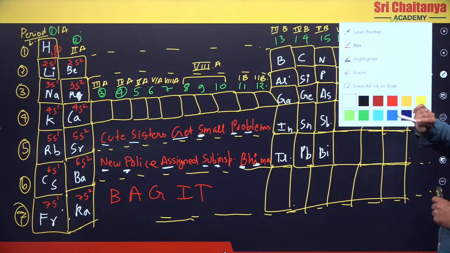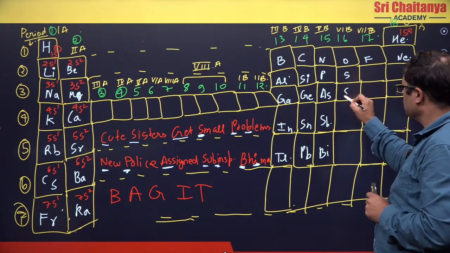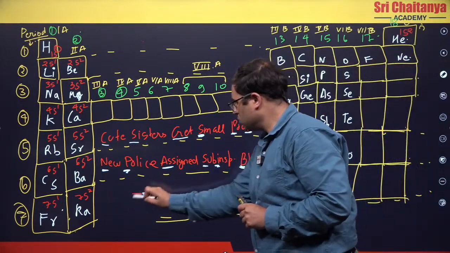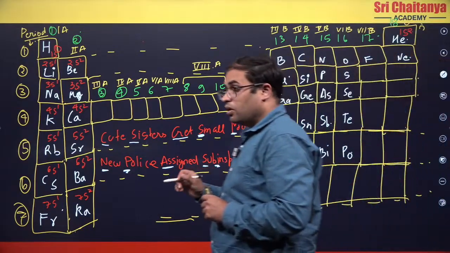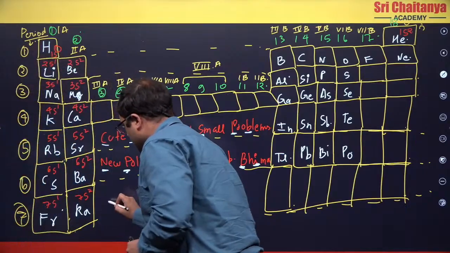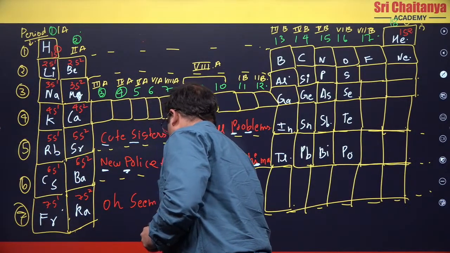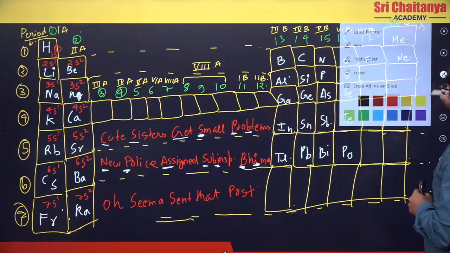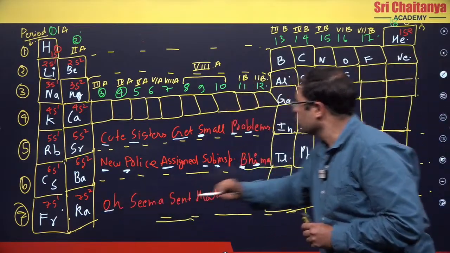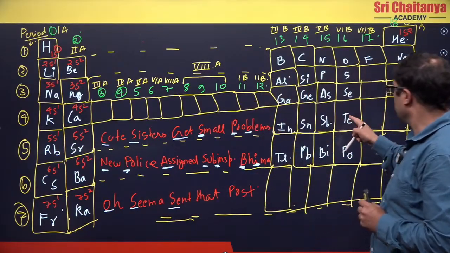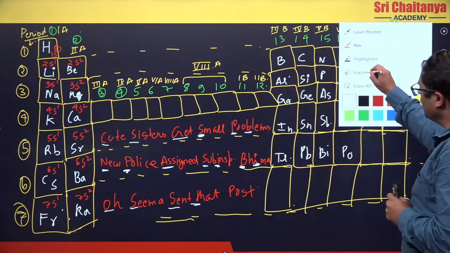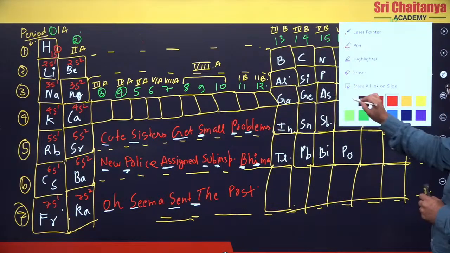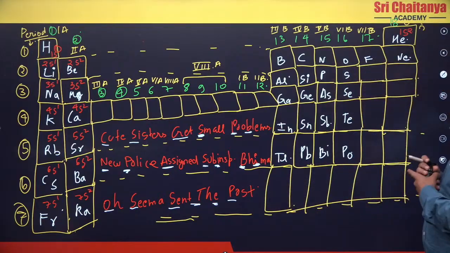Moving on to the next part. How did I write this? A useful mnemonic to understand this is: O Seema sent the post. O, Seema sent TE, and instead of that you can put the Te also, that is much better. Sent the post. So with that you can get this.